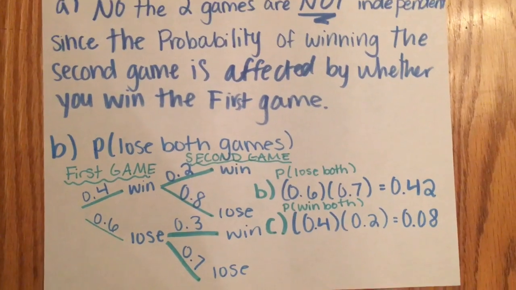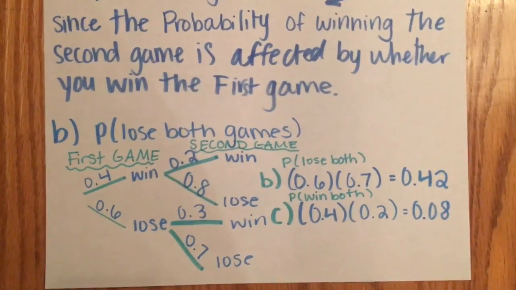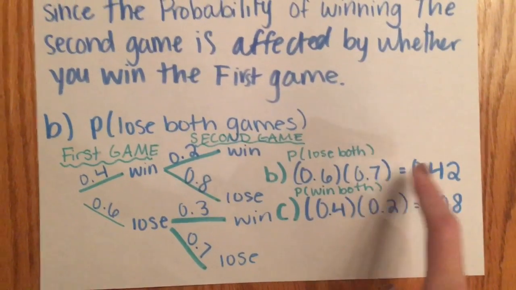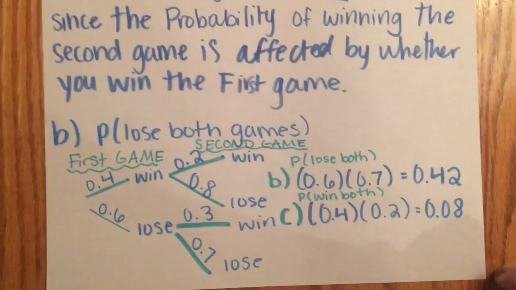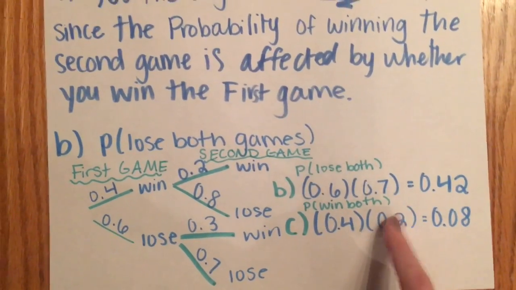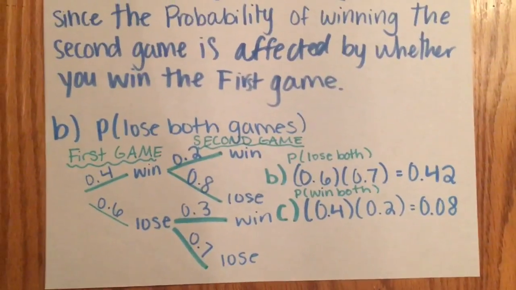So that just is an easy way to map it out. And so then for B, the probability that you win both would be 0.6 times 0.7, which is 0.42. And then for part C, the probability that you win both is 0.4 times 0.2, which is 0.08.